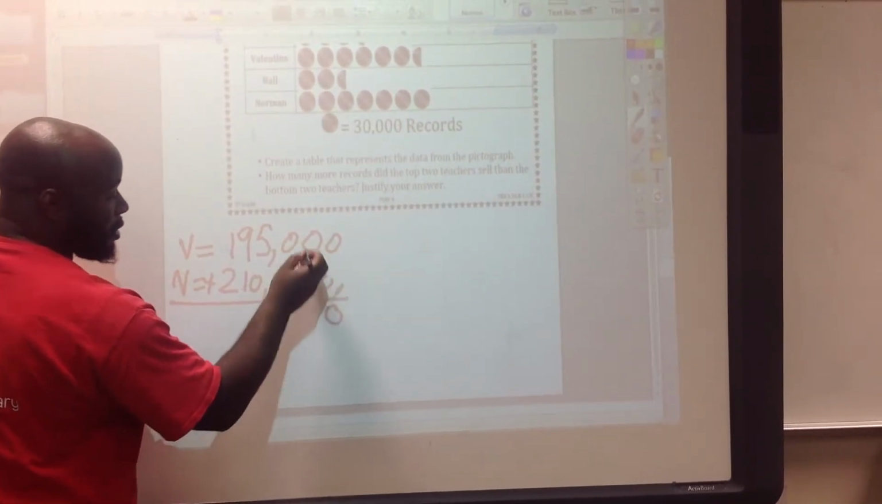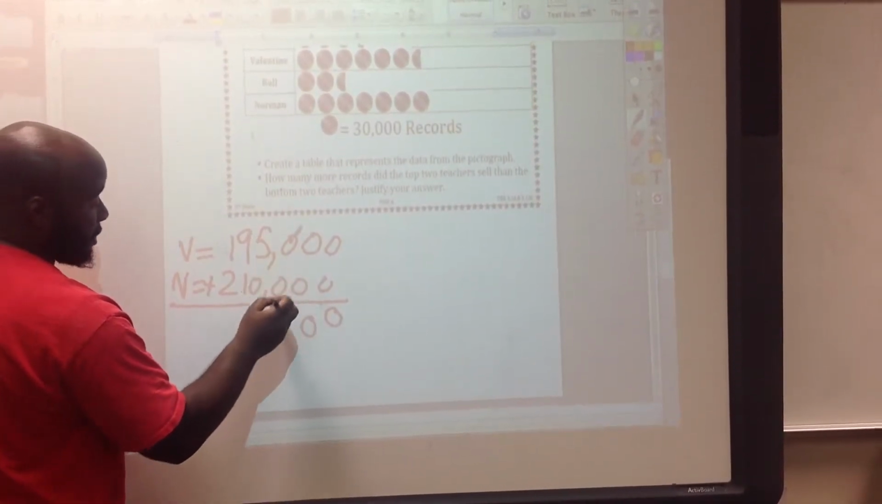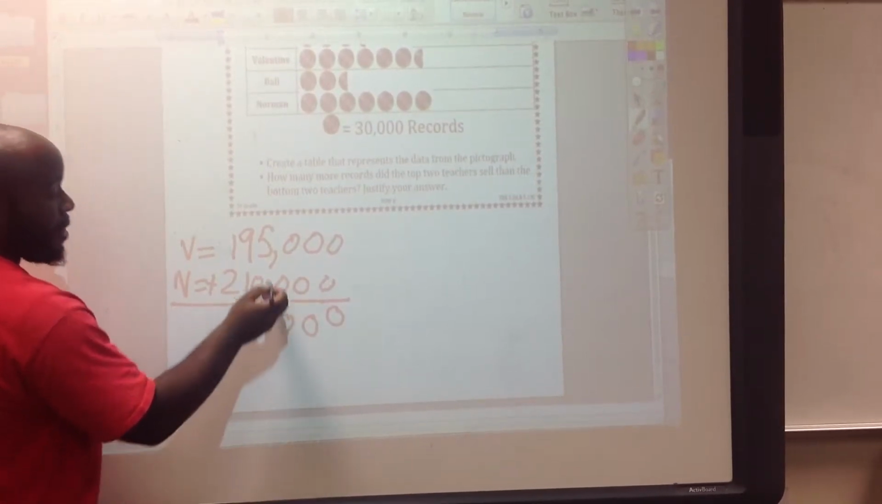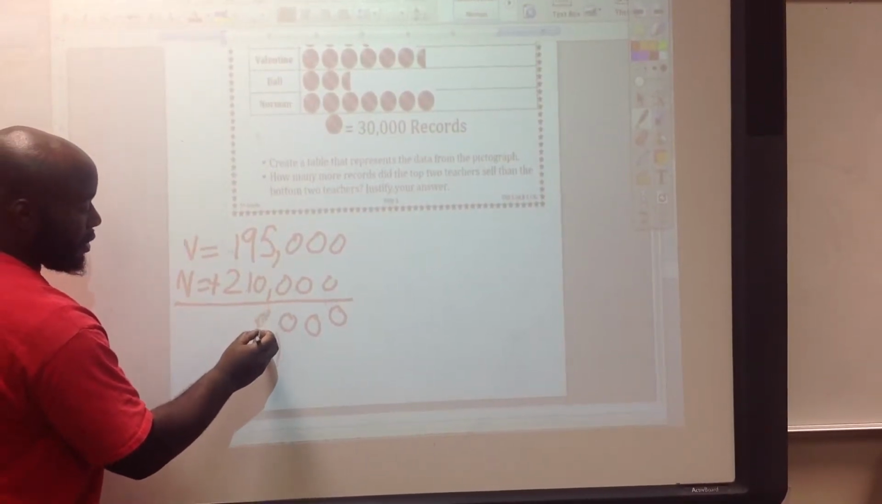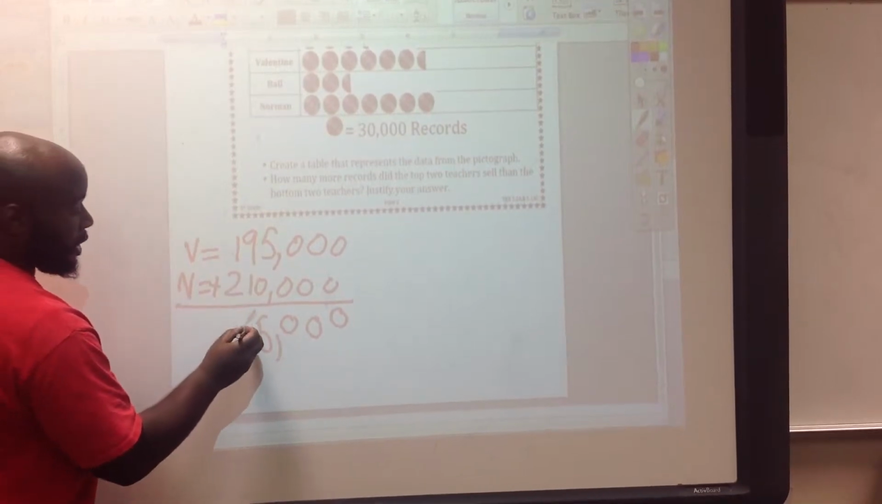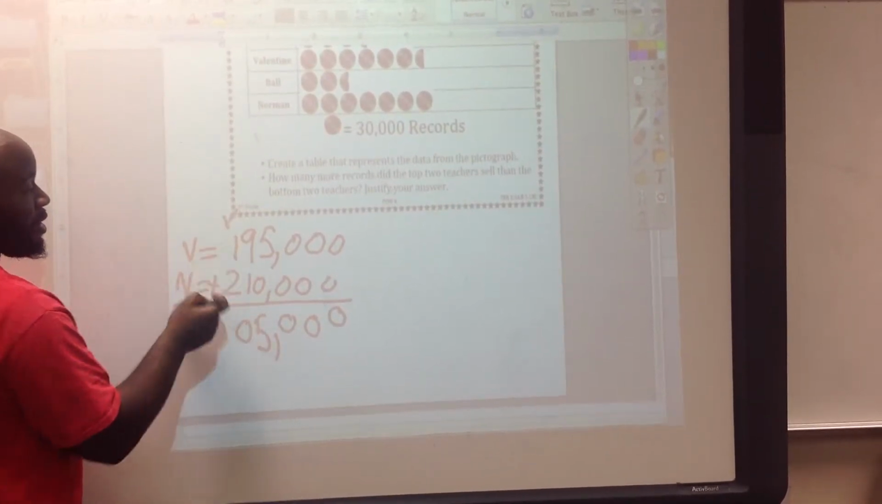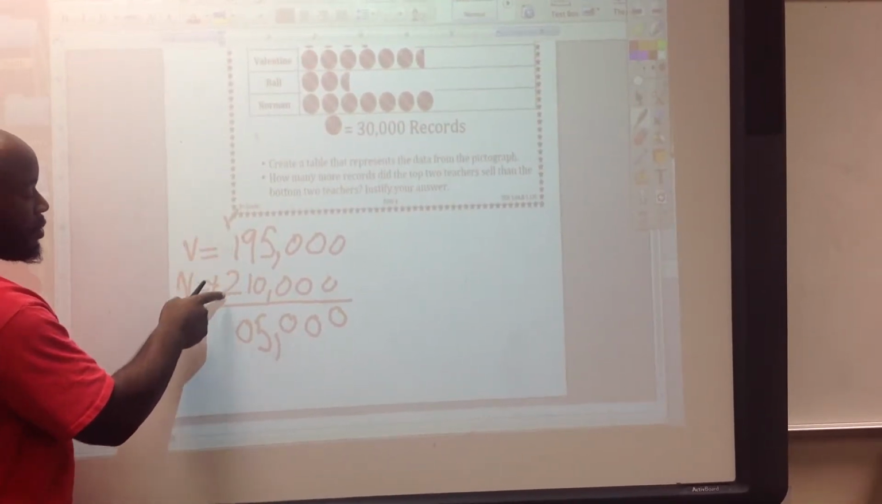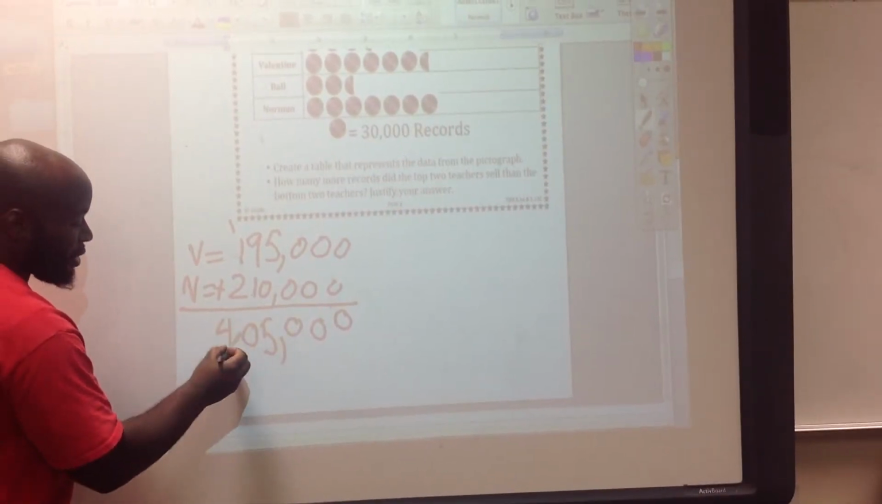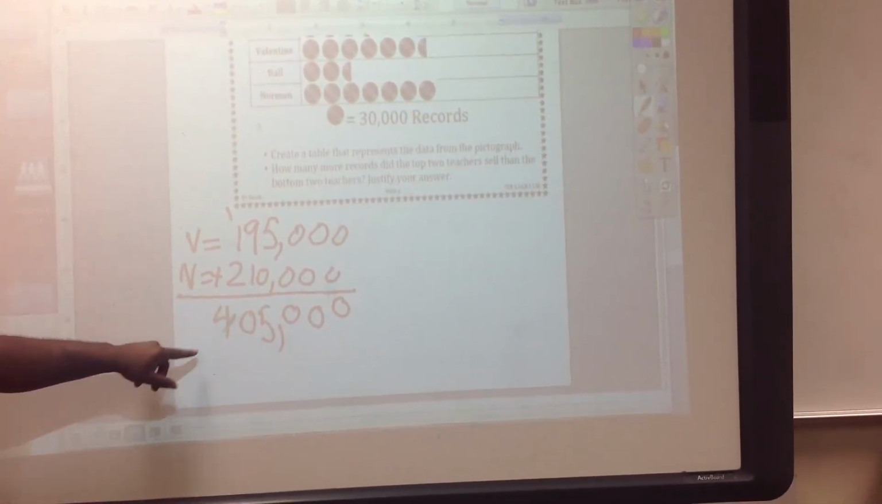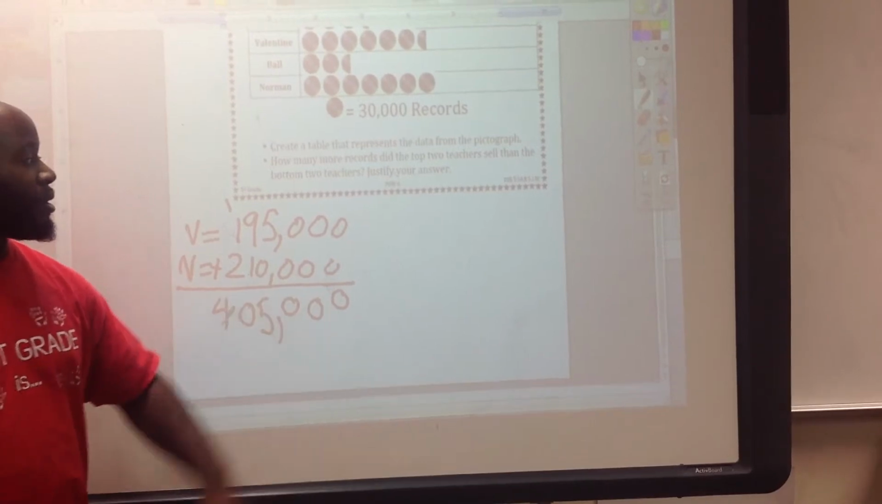So I have 0 plus 0 is 0. Again, 0 plus 0 is 0. Very quick process there. Then I have 5 plus 0 equals 5. And then 9 plus 1 equals 10, so I have to carry my 1 here. So 1 plus 1 equals 2, and 2 plus 2 equals 4. So Mr. Valentine and Ms. Norman sold a total of 405,000 records.